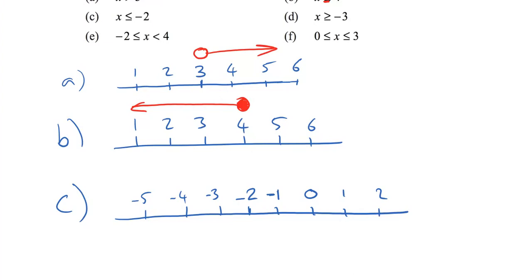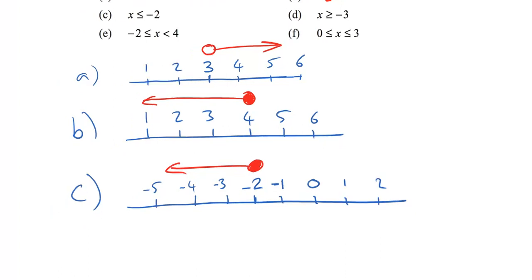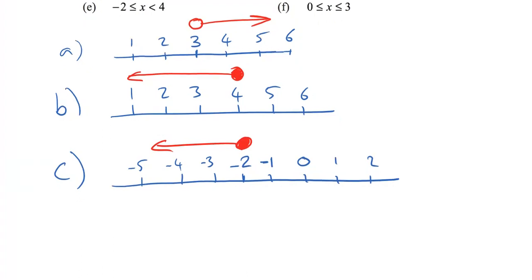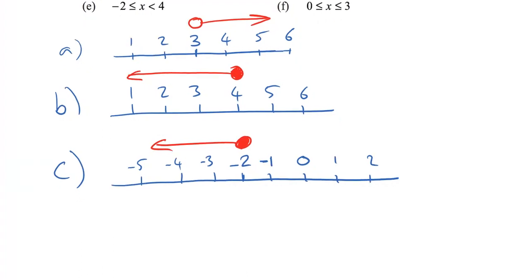Okay, now x is less than or equal to -2, so I'm definitely going to be shading this in, and numbers less than -2 are -3, -4, -5, and so on. So C is going to look like that. Let's just skip D because it's pretty similar, but let's have a quick look at E.